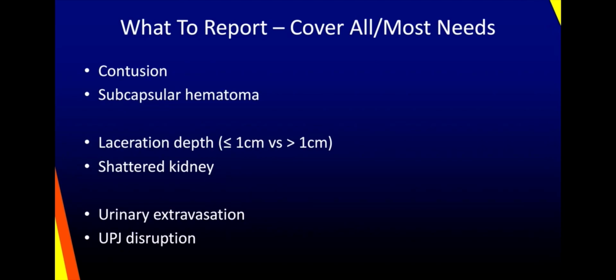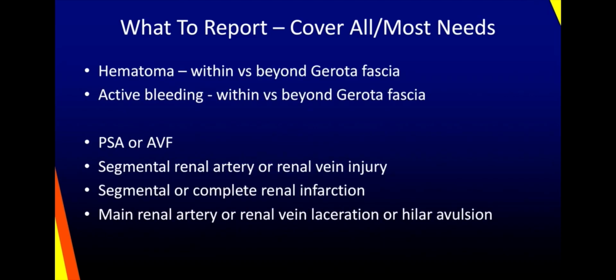A contusion, subcapsular hematoma, laceration, and specify its depth so they can tell if it's less than or greater than a centimeter, shattered kidney, urinary extravasation, UPJ disruption, a hematoma or active bleeding, and specify whether it's within or beyond Gerota's fascia, pseudoaneurysm or arteriovenous fistula, segmental renal artery or renal vein injury, segmental or complete renal infarction, main renal artery or renal vein laceration or hilar avulsion.